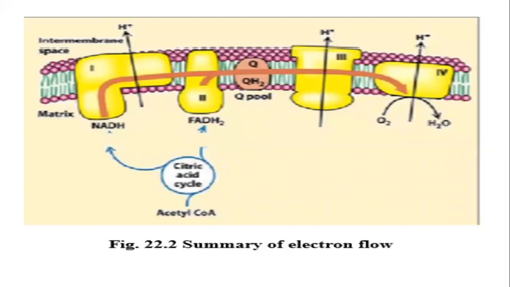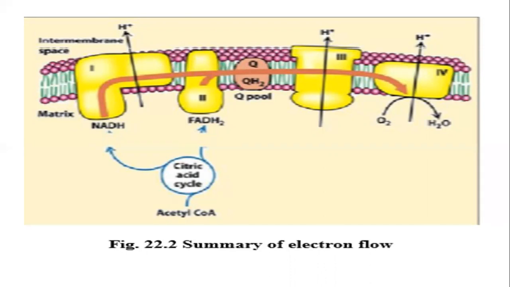Complex 1 transports electrons from NADH to coenzyme Q. It contains more than 40 protein subunits and a bound FMN, flavin mononucleotide site, and numerous iron sulfur centers. It translocates two protons into the intermembrane space per NADH oxidized, so four protons for a single NADH.